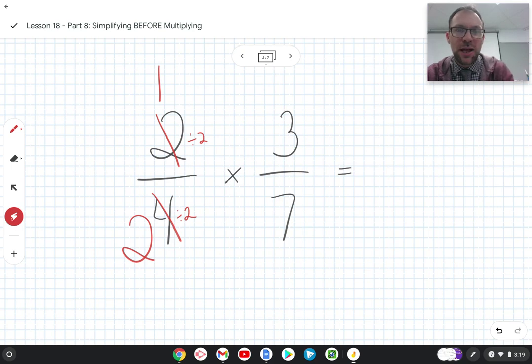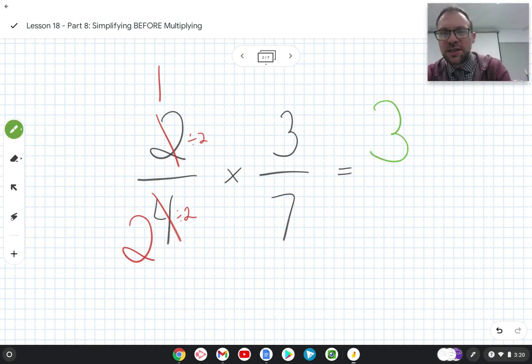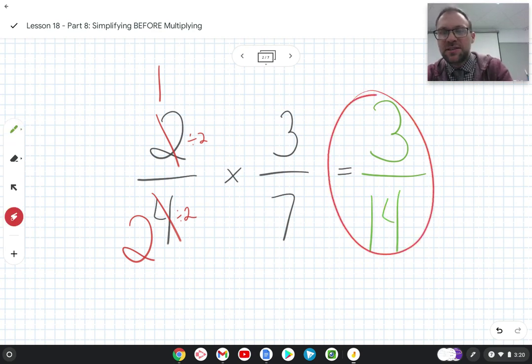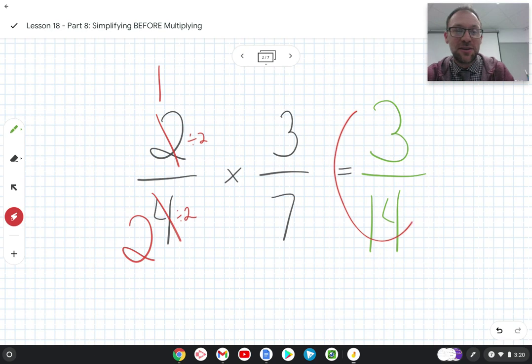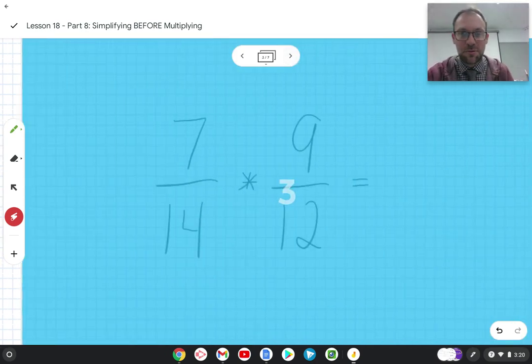Now I can just multiply. 1 times 3, and that is 3. And 2 times 7, that's 14. 3/14 is the simplest form product for 1/2 times 3/7. I don't need to do any simplifying of the product. Let's take a look at another example.